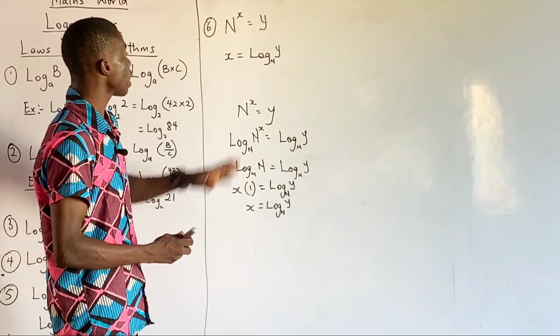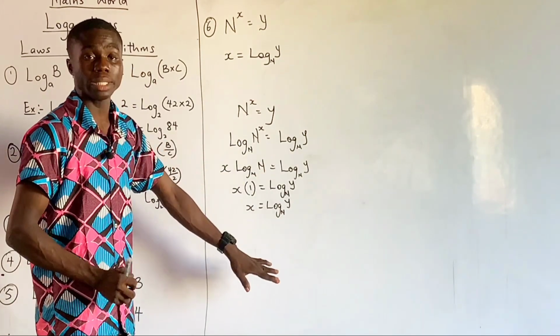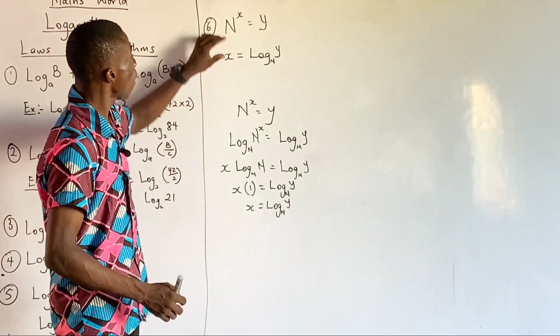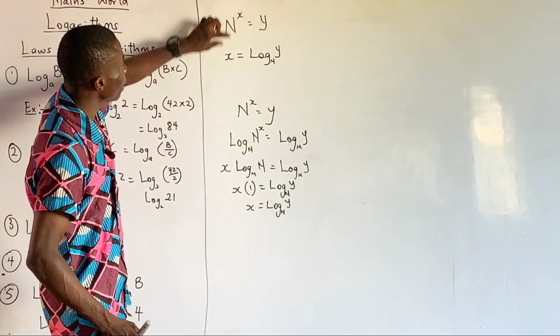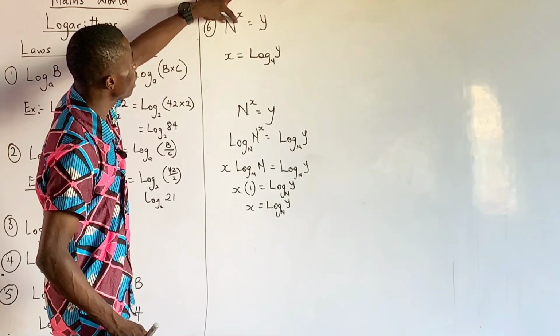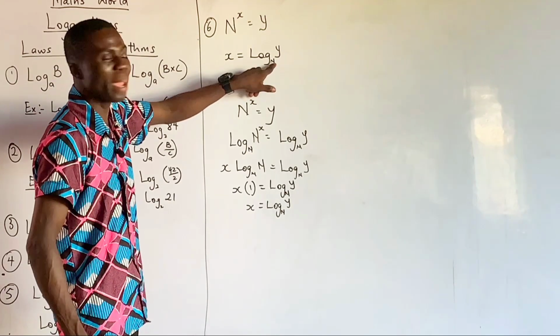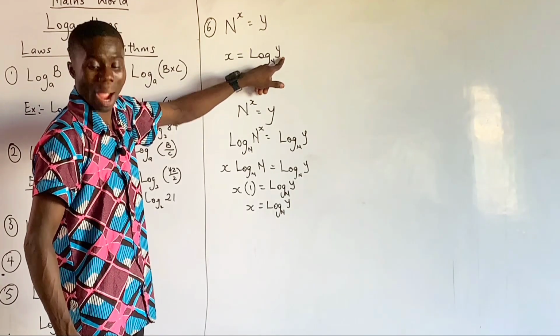So you don't need to be solving like this. What you need is to bring the power of this one down, and the number that is carrying the power should become the base, and put y there.